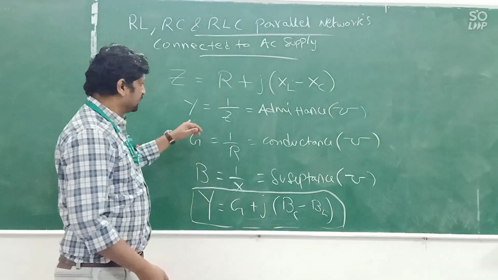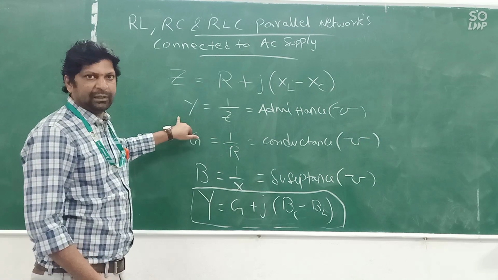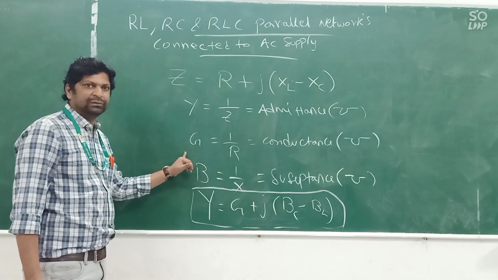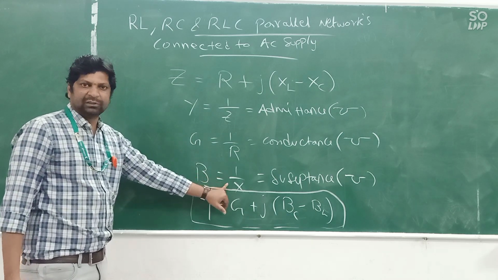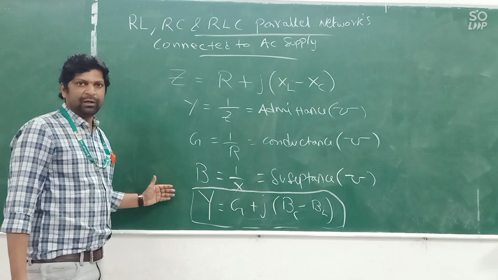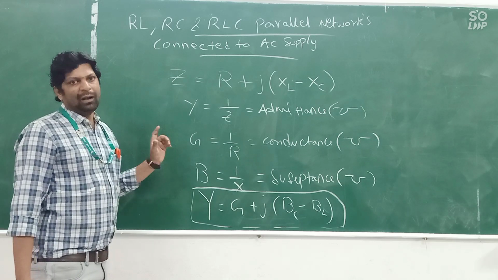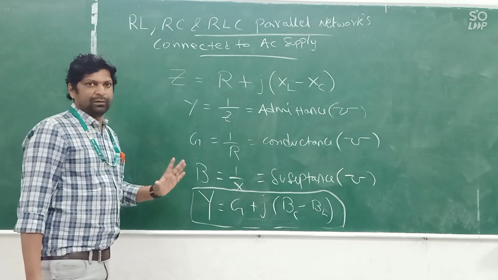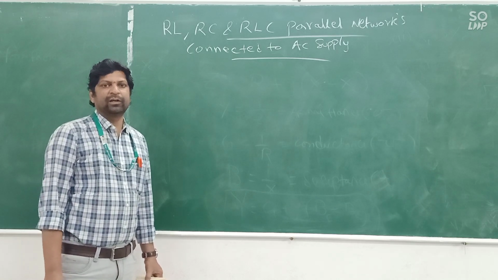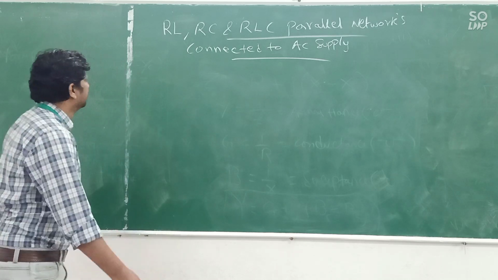So the reciprocal of impedance is nothing but admittance. Reciprocal of resistance is nothing but conductance. The reciprocal of reactance is nothing but susceptance. So these are the formulas that we need to remember in order to represent a parallel network. First we will go with the RL parallel network connected to AC supply.